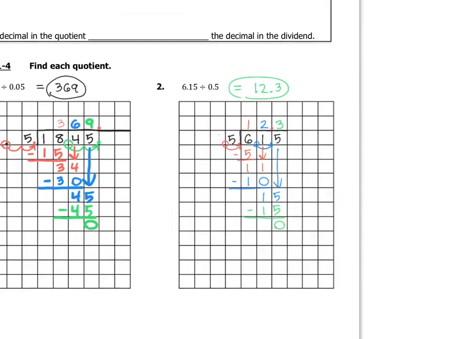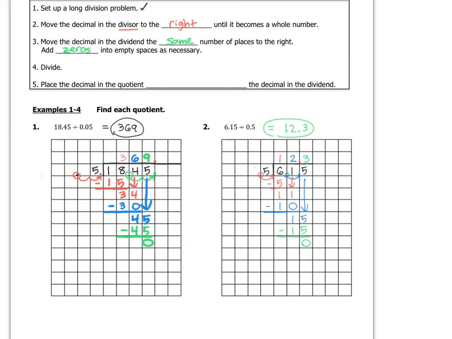One thing I forgot to fill in your box up here, it's the same step as the last step in your last video, is remember to place the decimal in the quotient directly above the decimal point in the dividend. Okay, let's go to the back side and look at those other examples.